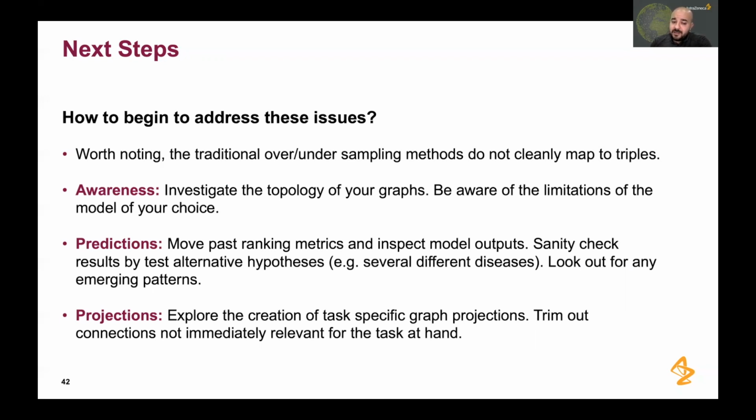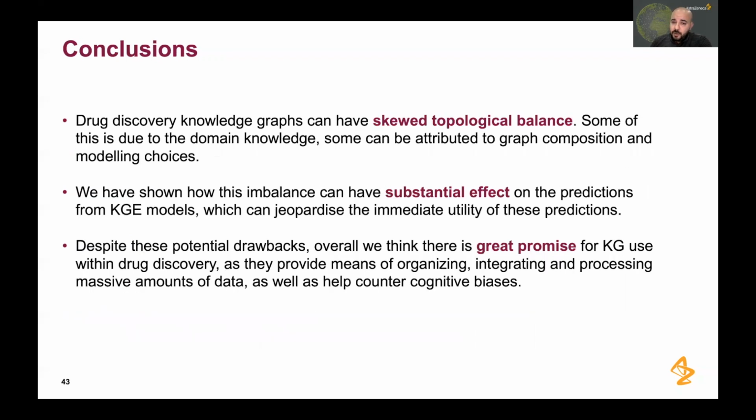Last but not least, we would then also advocate for using projections of the graph with the relevant information rather than the entirety of the graph. So hopefully we have convinced you, or we have managed to show you that these graphs have skewed topological balance, and this may have substantial effect on the predictions and their utility.